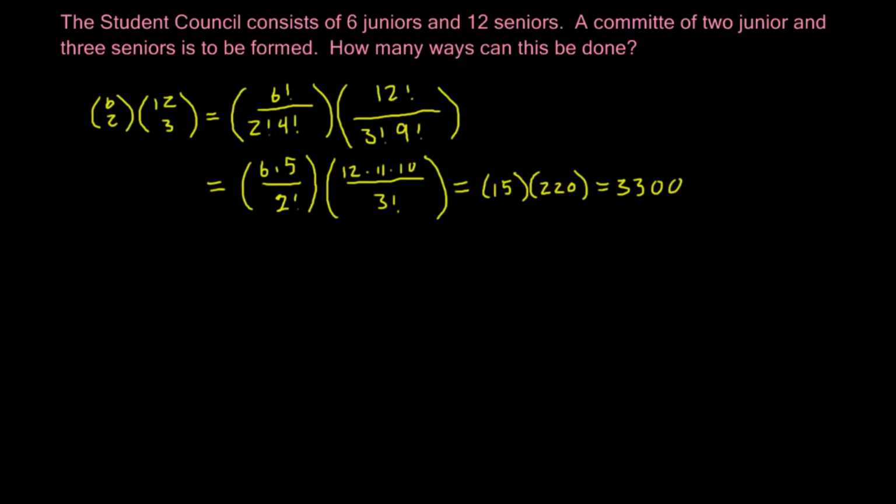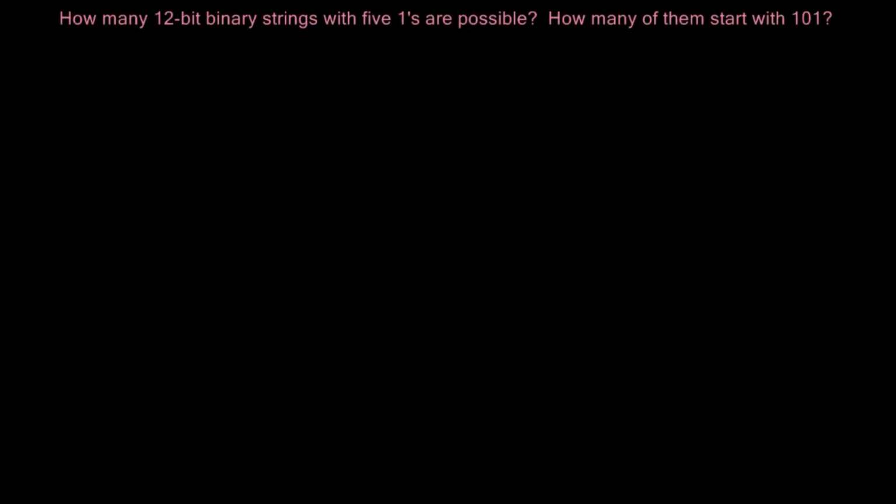Okay, so we worked that one out together. So in these next ones I'm going to formulate it and I'll give you the numerical solution, but I encourage you to work out those intermediary steps like we just did. Now for this one, we'll break this up into 2 parts. Part A says, how many 12-bit binary strings with 5 ones are possible?